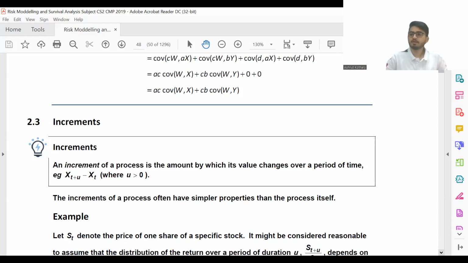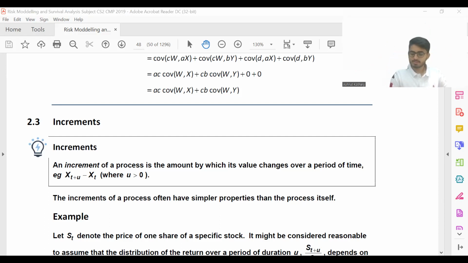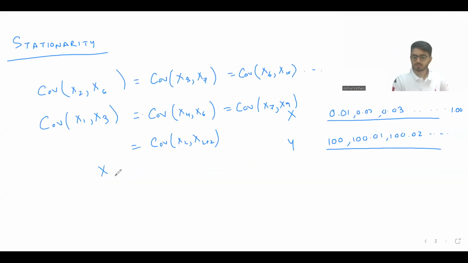Now do keep in mind the way we would be defining an increment is final value minus initial value. If you see that they have written u is greater than 0, it means that t plus u will be greater than t. So it is actually after value minus before value, or you could say final value minus before value. So this would be qualifying as a definition of an increment.